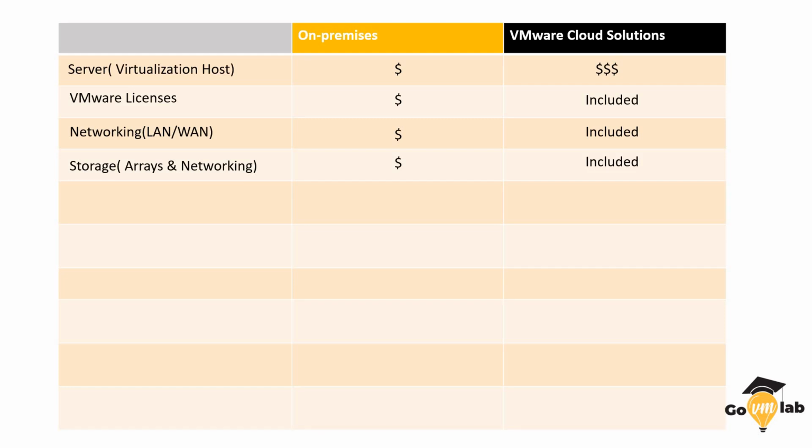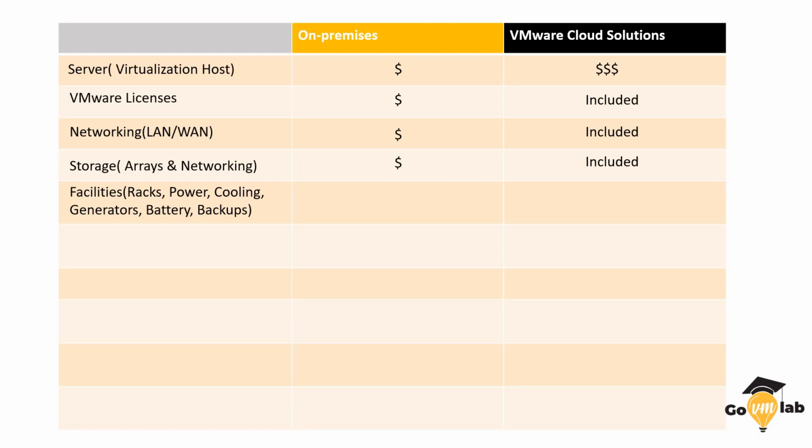In the cloud solutions, again, we don't need to pay any additional cost for these storage solutions because these storage solutions, such as vSAN, are already integrated as a part of the VMware Cloud Solution offering. The next is facilities. When we talk about on-prem, we need to have racks, we need to have power, we need to have cooling, generators, and battery backups.